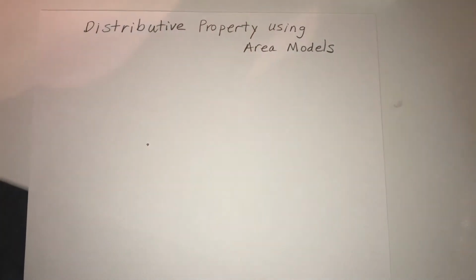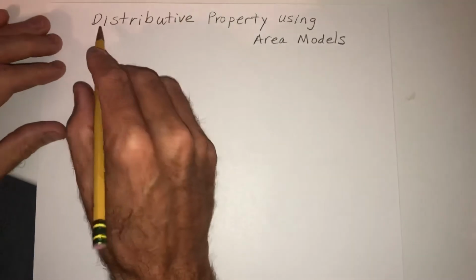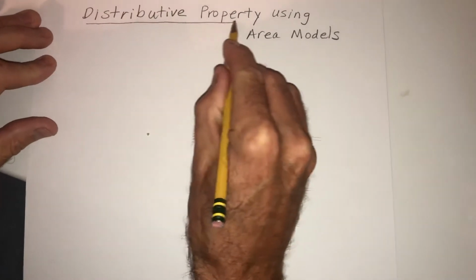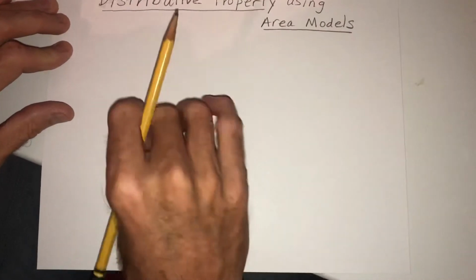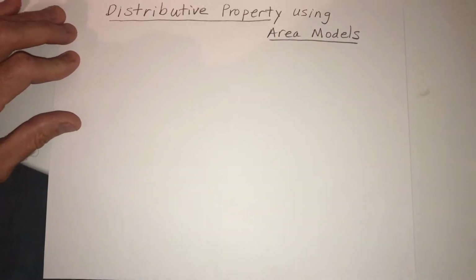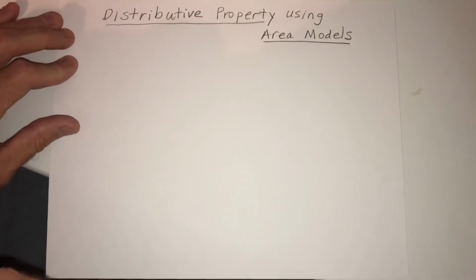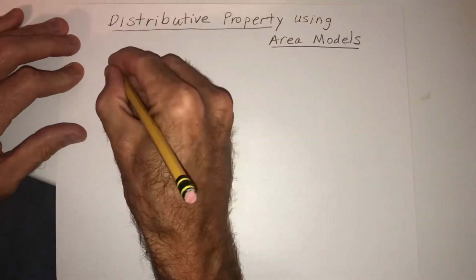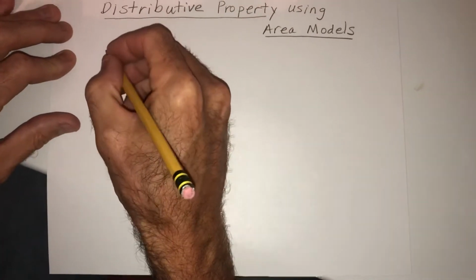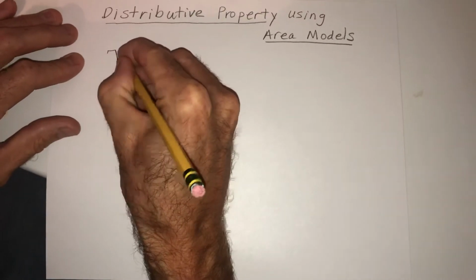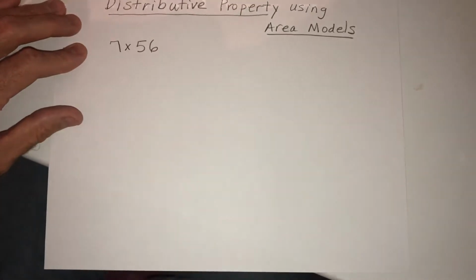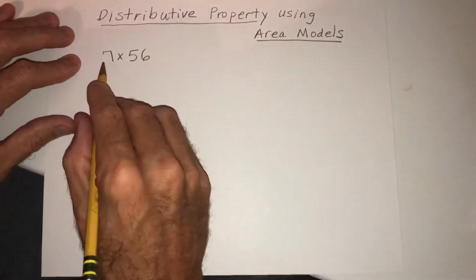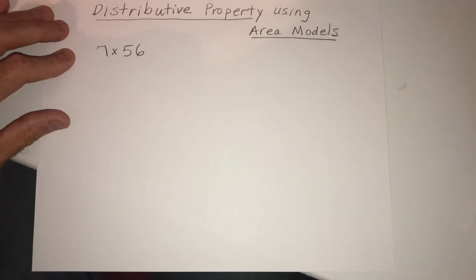This morning we're going to learn about the distributive property using area models. Well, what does this mean? Distributive property is something that we use to help us when we multiply a problem. Usually the problem is one digit times two digits, or maybe even one digit times three digits. So let's say we have the problem of 7 times 56.